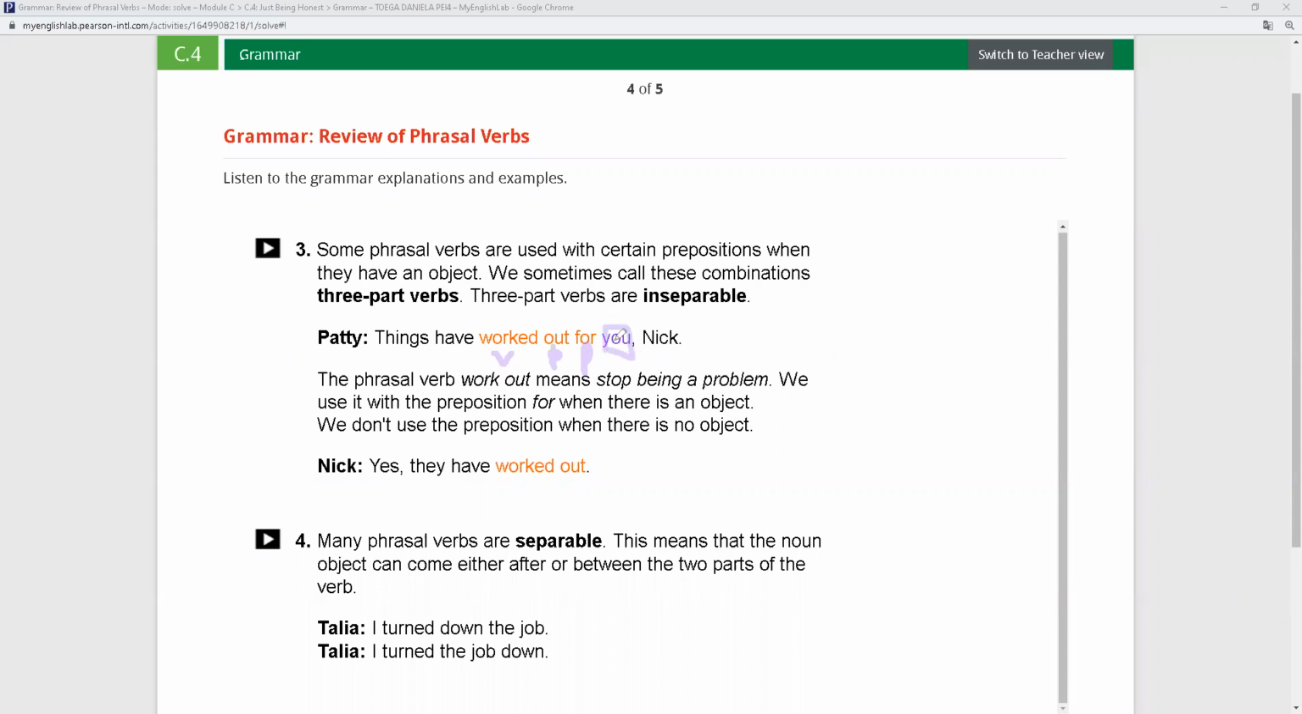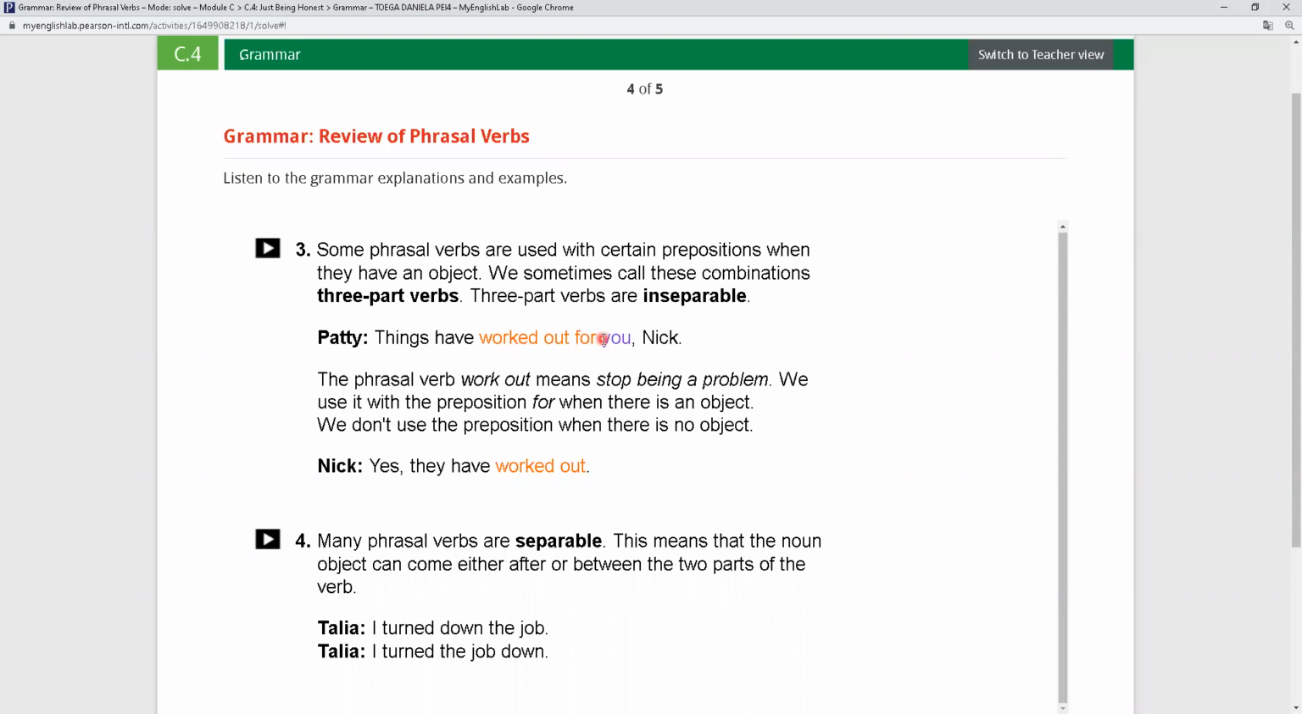Pero si no vamos a mencionar ningún objeto, también podemos convertirlo a solo 2 partes. Yes, they have worked out. O sea, si yo agrego el for, sería incompleto. Yes, they have worked out for. Estaría súper incompleto. No está mal, pero son incompletos. Entonces, esta es un phrasal verb de 3 partes. Y vamos a utilizar las 3 partes, es decir, vamos a agregarle la preposición.